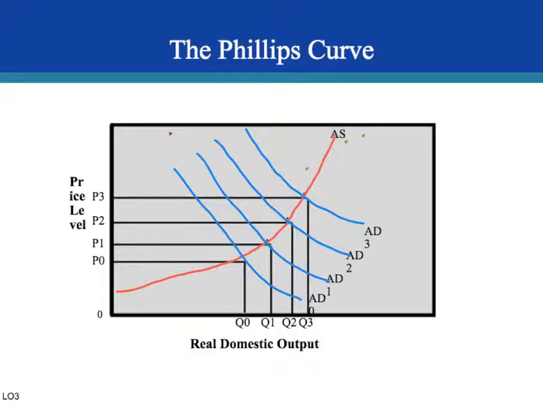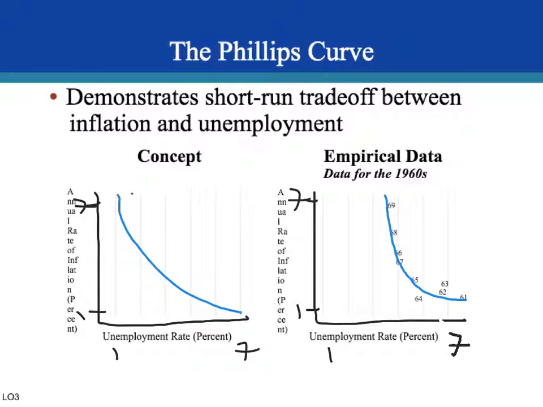As you can see here, when aggregate demand gets higher and higher, then output also increases. Increased output means less unemployment, and you can also see price level rises as well with each shift in aggregate demand. Okay, and if we were to look at actual data, we saw that unemployment was lower.